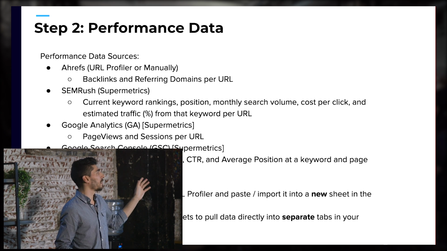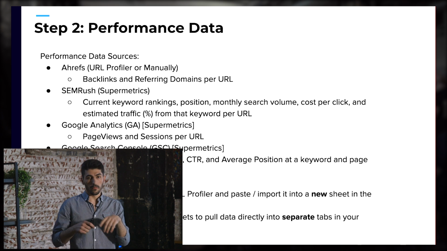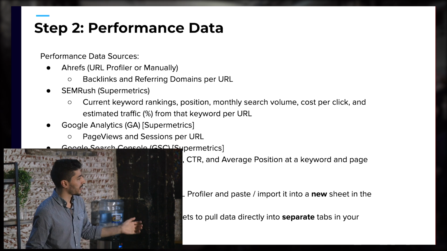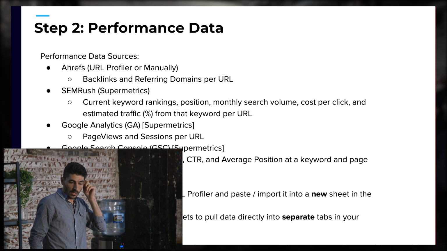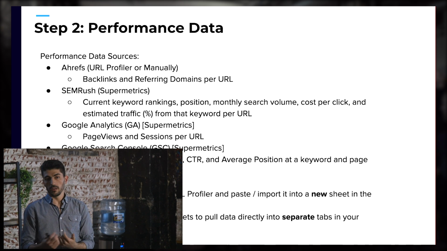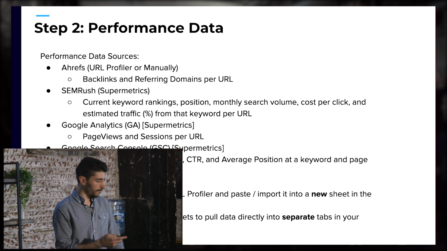You're going to want to export all of that data from URL Profiler. We use URL Profiler mainly for Ahrefs, and then also make a new tab in the sheet and paste it in there. Supermetrics, the add-on in Google Sheets, is really awesome because you can make 4 or 5 different tabs and pull in data directly into those tabs.